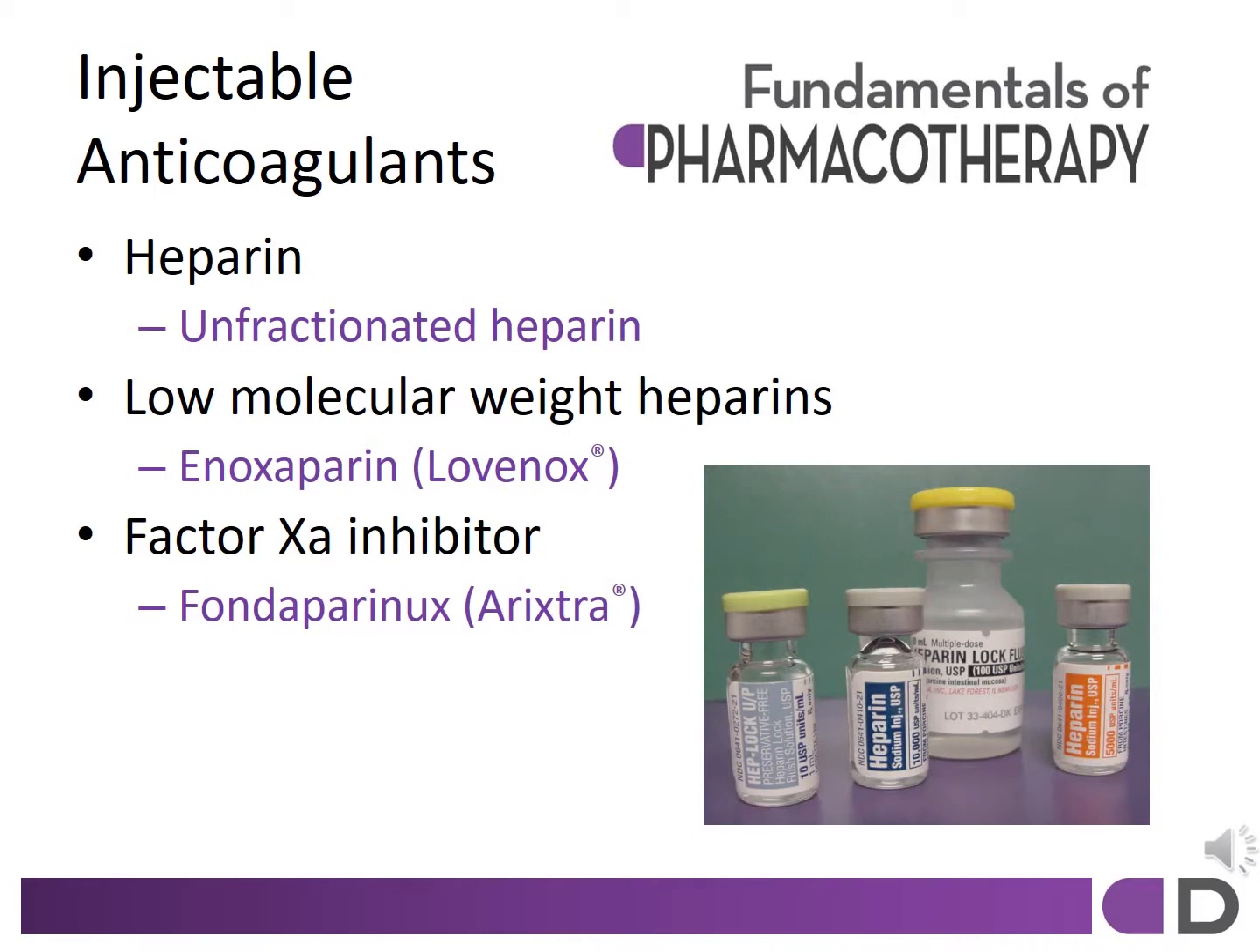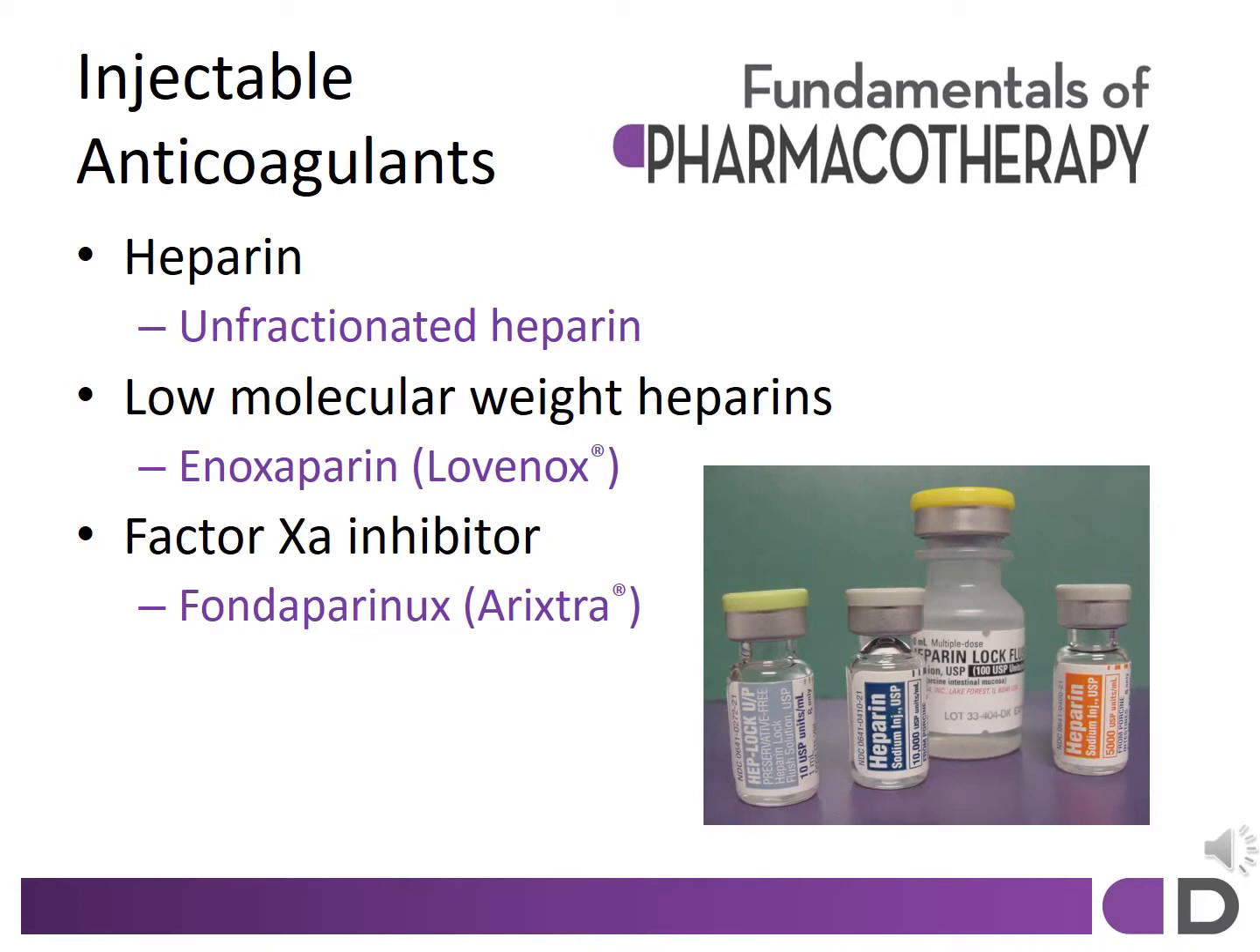There are also a number of injectable anticoagulants, including heparin, enoxaparin or Lovenox, and then fondaparinux or Arixtra. These medications tend to work quickly and also have a short half-life, so they leave the system much faster than other agents. They're often used in short-term situations, such as when a patient will be bedbound in the hospital. They can also be used as bridging therapy, which I mentioned on the previous slide, to get the patient covered with anticoagulation until the warfarin starts working.